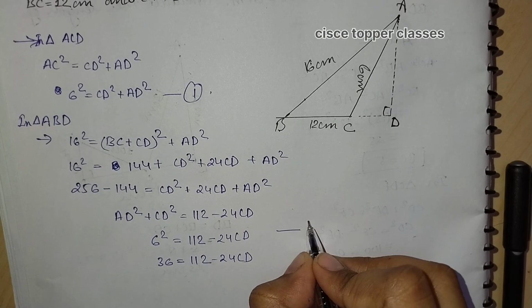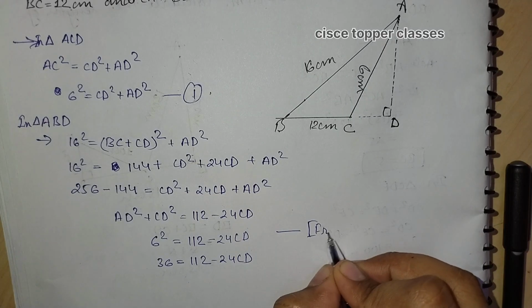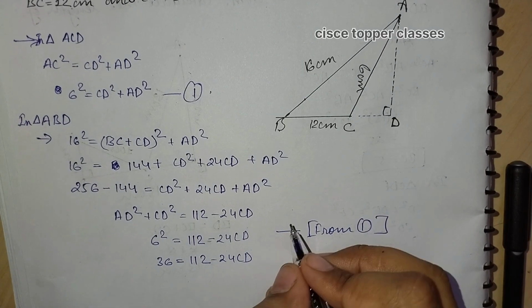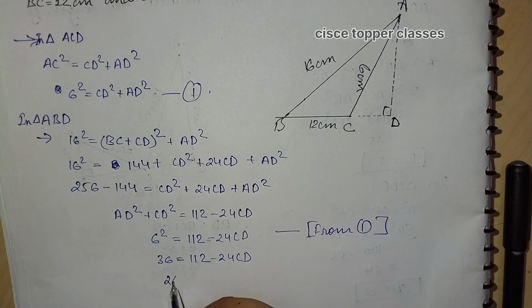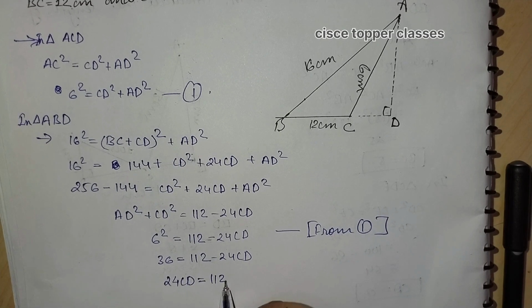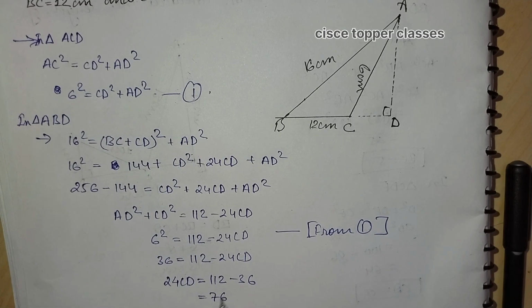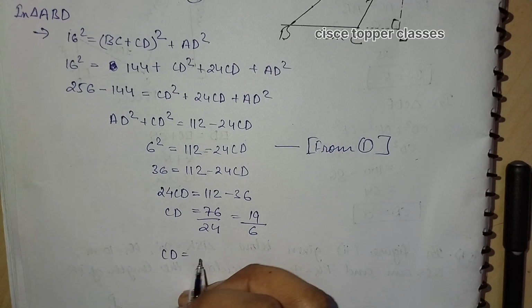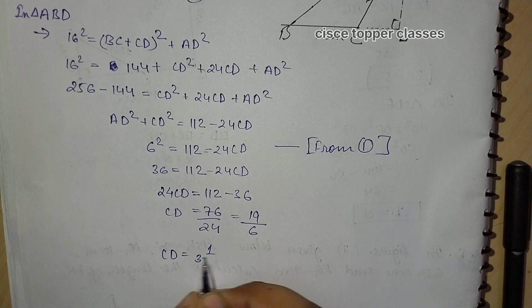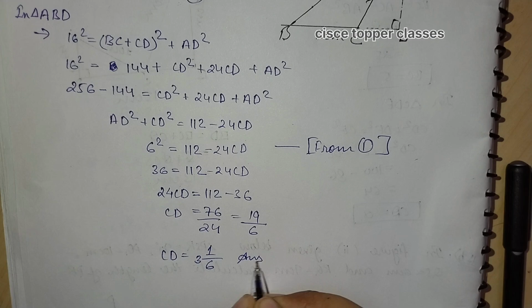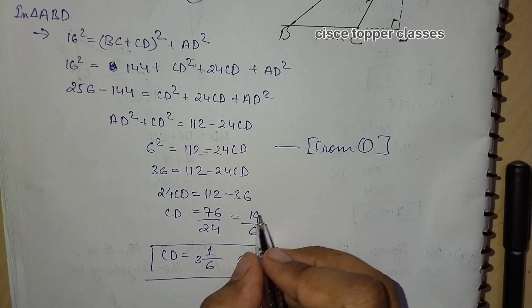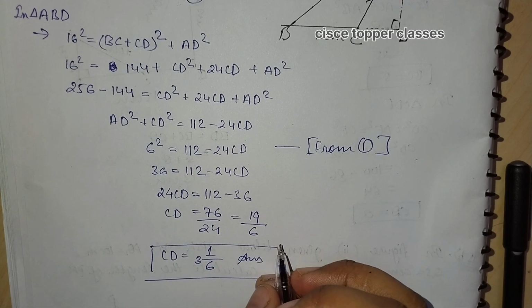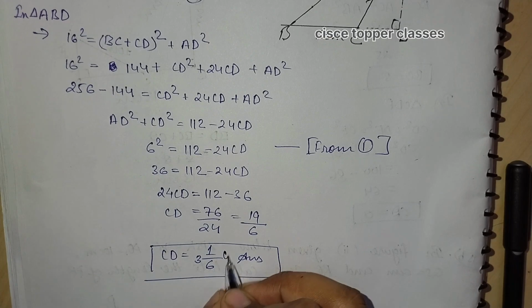This we have written from the first equation. Now simply we can write 24 CD equal to 112 minus 36. On subtracting we will get 76, and CD will be 76 divided by 4. This will be cancelled out and we will get 19 by 6. Simply we can write this as 3 1 by 6. So this is the final answer in this question: the length of the side is 19 by 6, which is 3 1 by 6 centimeter.